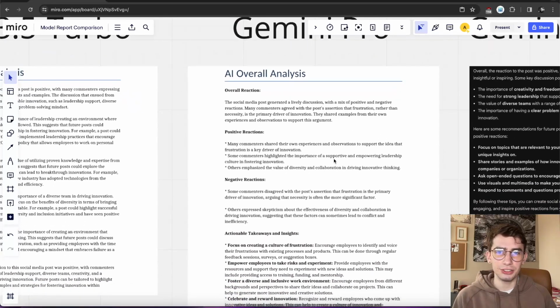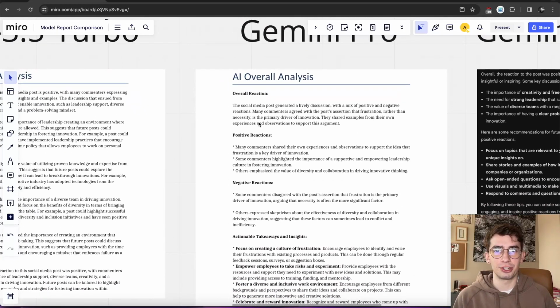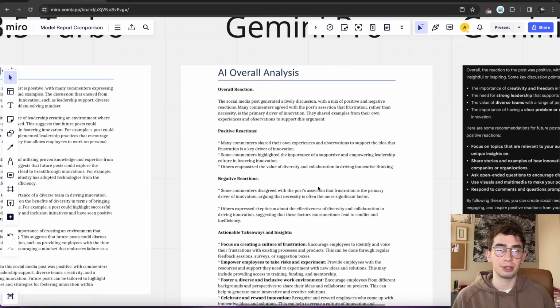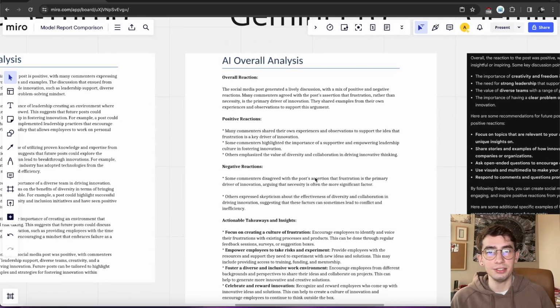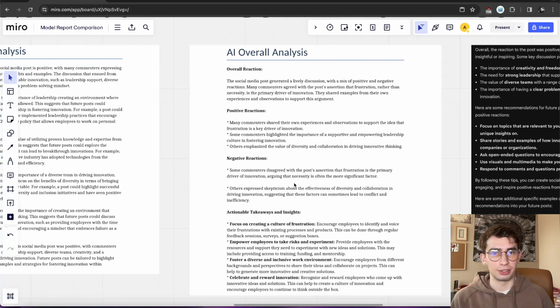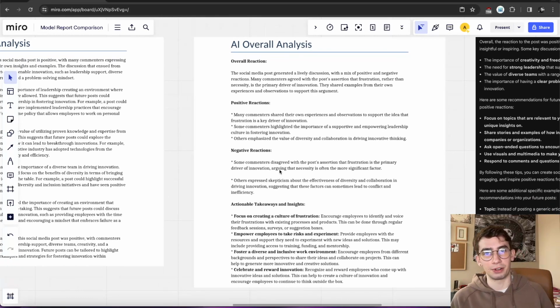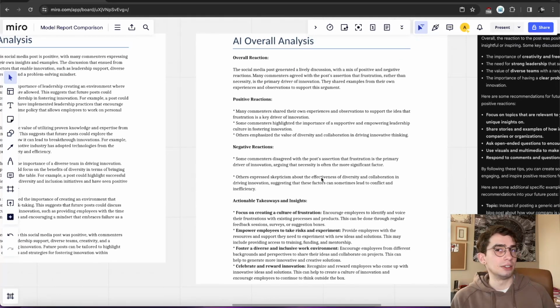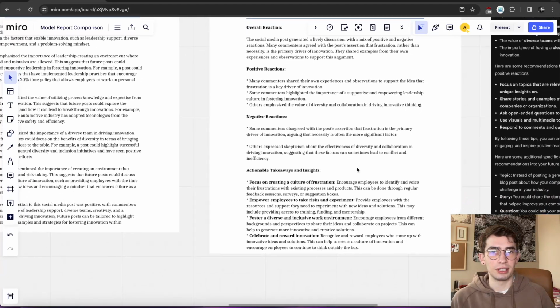Gemini Pro took a bit of an interesting approach here. It gave me an overall reaction and then highlighted the positives and the negatives, which I thought was a unique take on this. Things like, "some commenters highlighted the importance of supportive and empowering leadership and culture in fostering innovation," whereas some of the negatives were, "disagreed with the post's assertion that frustration is a primary driver of innovation, arguing that necessity is often a more significant factor." So good takeaways from these positives and negatives.